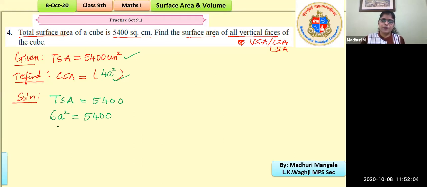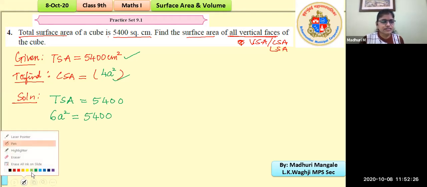6a squared, right? So should we find a? Think of it. Should we find a, or can we just find a squared and use it to find the curved surface area? What will be a good move? To find a, or to just go with a squared? Let's work it out. So to bring a squared by itself, we will get rid of the 6.